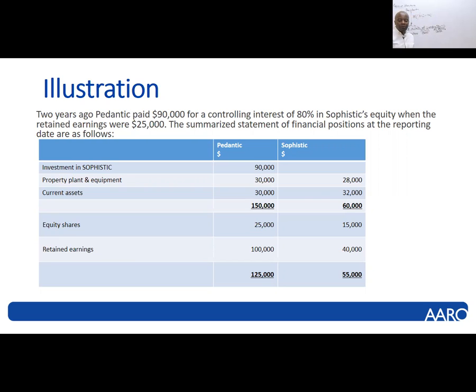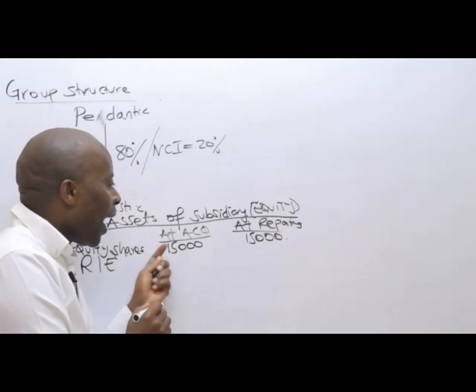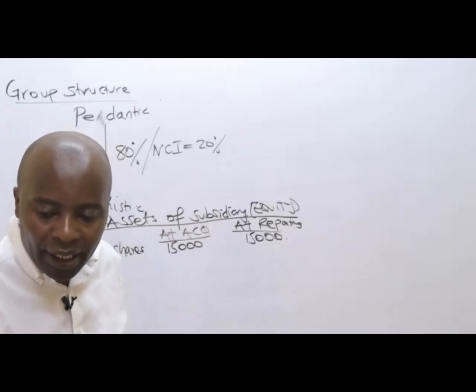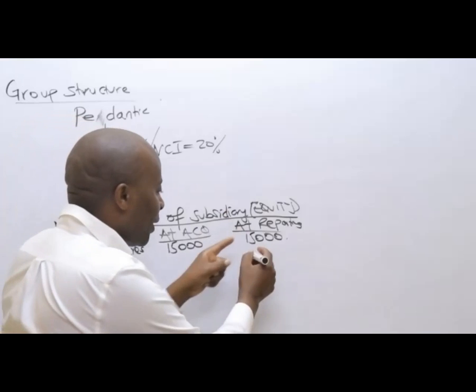Ladies and gentlemen, we also have something very important under equity here. As you can see, we have the retained what? Retained earnings. I'm not interested in the retained earnings of the parent Pedantic. I'm interested in the retained earnings of Sophistic. And you can see at the date of reporting, remember these financial statements are given at the date of reporting, Sophistic, which is our subsidiary, had retained earnings of 40,000. This is very, very important for me. Retained earnings of the subsidiary were 40,000 at reporting.